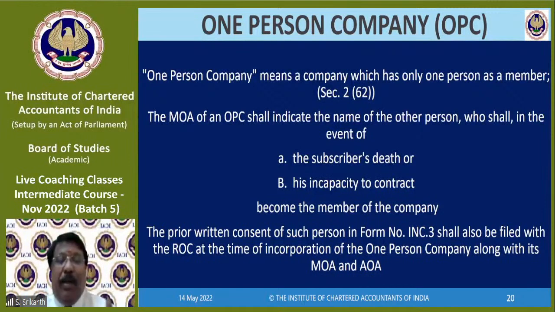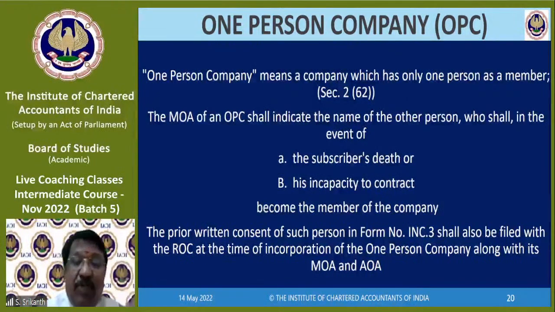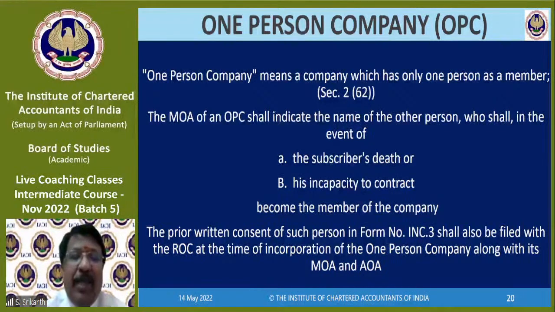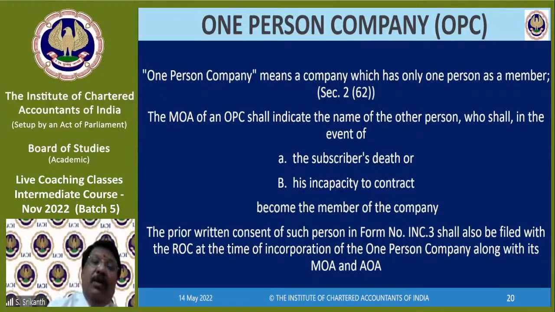Okay. So the prior written consent of such person in form number INC3 shall also be filed with the ROC at the time of incorporation of the one-person company. In case you've already been taught this in your definition part, no problem. But if you don't know it, know it. So INC3 should be filed giving the name of that person and the consent of the other person at the time of incorporation of the OPC. See, incorporation of OPC is similar to any other company, INC7 and all. In addition to that, OPC should also give form number INC3, giving the name of the nominee and the written consent of the nominee, right? You can't just put somebody's name as nominee, right?